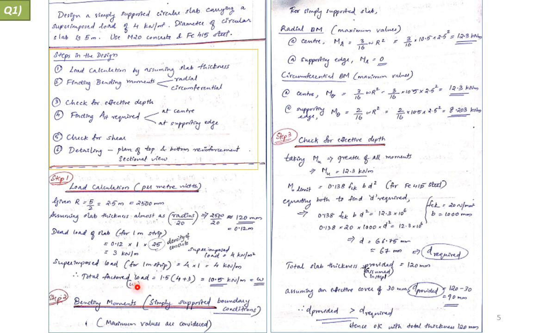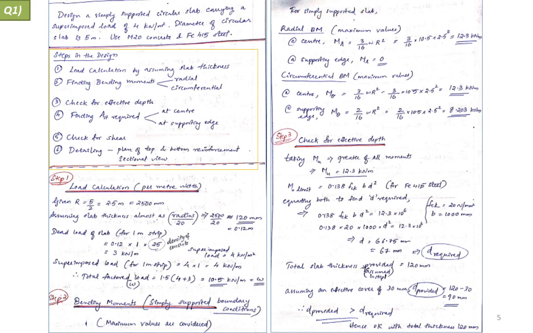So the total factored load is 1.5 into the sum of dead load and superimposed load. So you will get the value as 10.5 kN per meter and this is W. Clear. Then our next step is to find out the bending moments. Now in this question the boundary conditions are simply supported. So we have to consider the maximum values coming in a simply supported case.